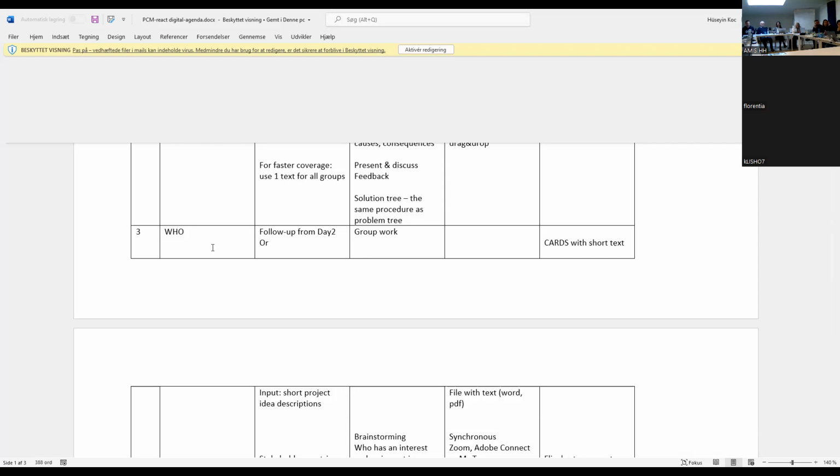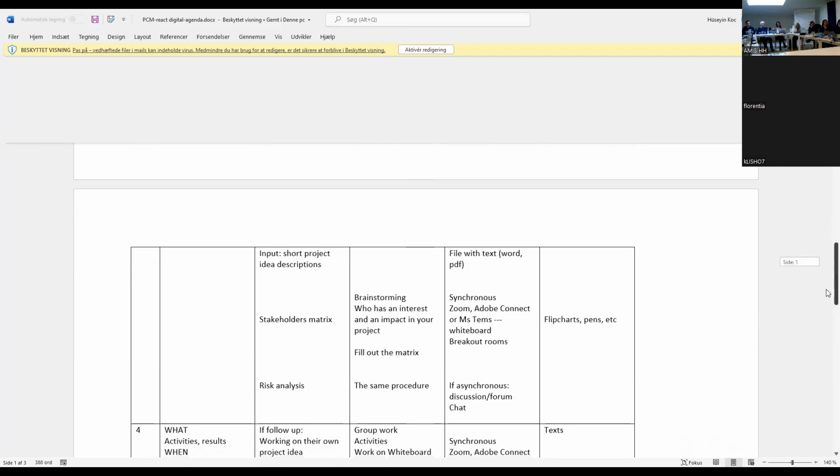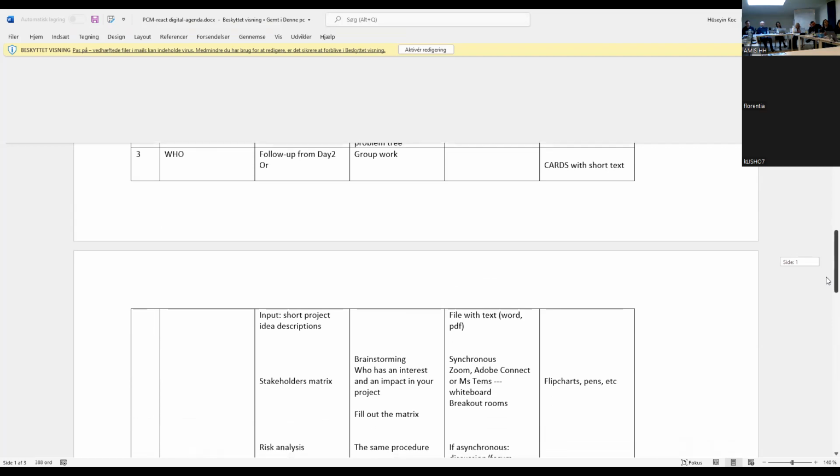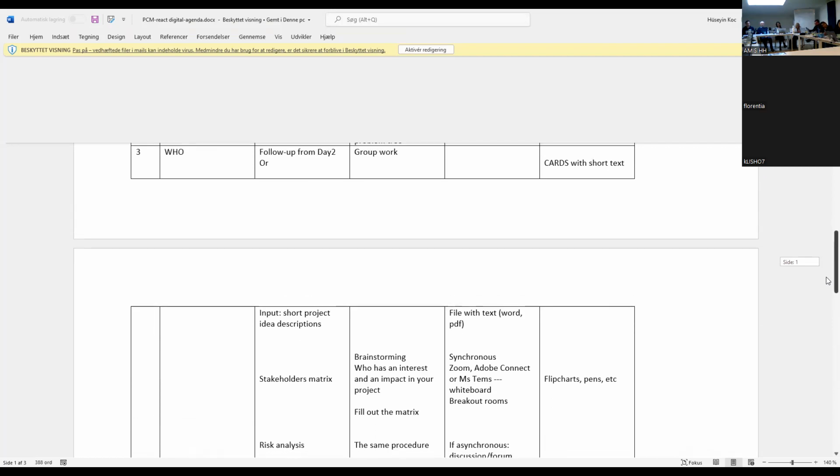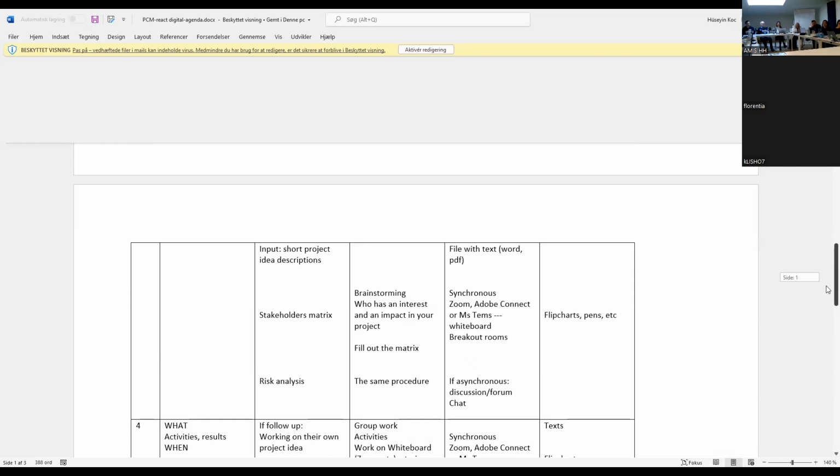So we use the documentation from the first day, or we can provide them with new input, like giving them short project ideas to work on. And then they do brainstorming and come up with all the stakeholders that can influence the project and fill out the matrix for the stakeholder analysis. The same is for the risk analysis. We use Zoom, Adobe Connect, or MS Teams to do collaboration work. They can have brainstorming, just writing on the whiteboard their ideas, and then they actually fill out the matrix.